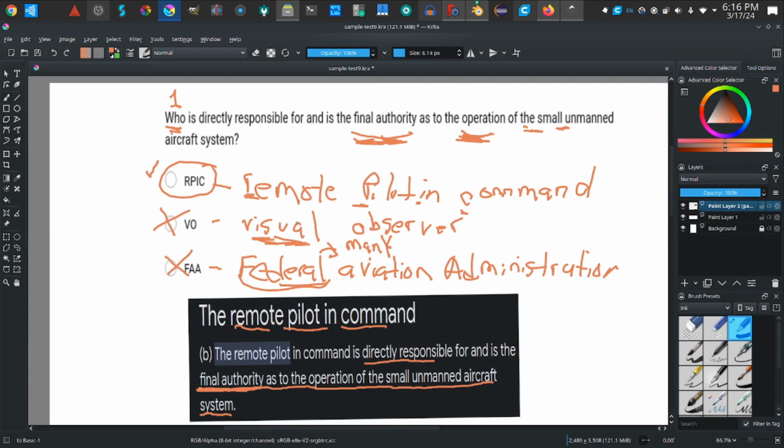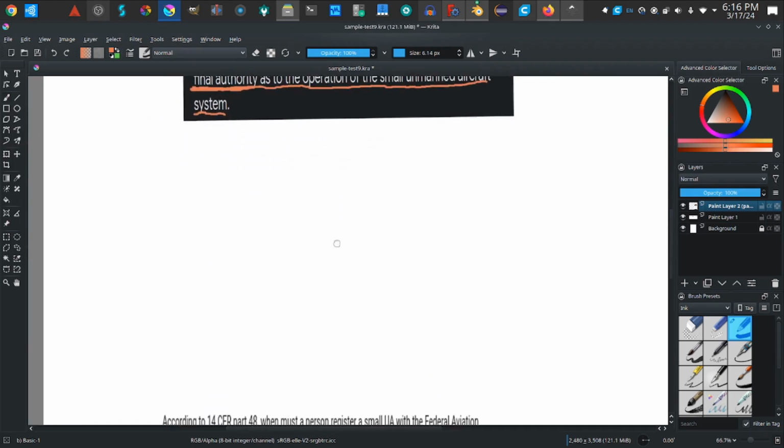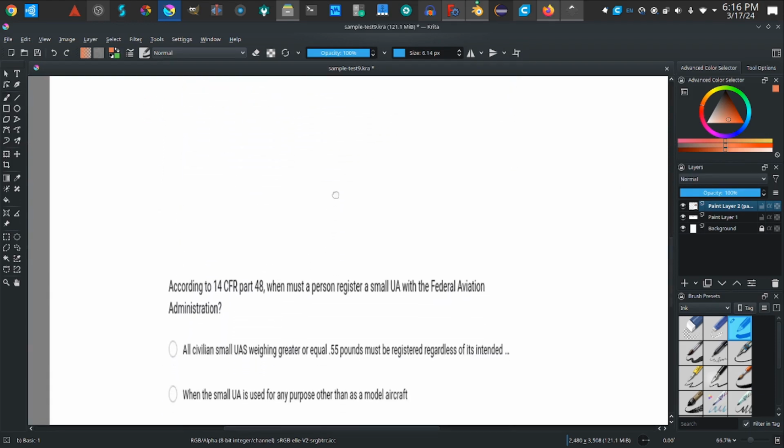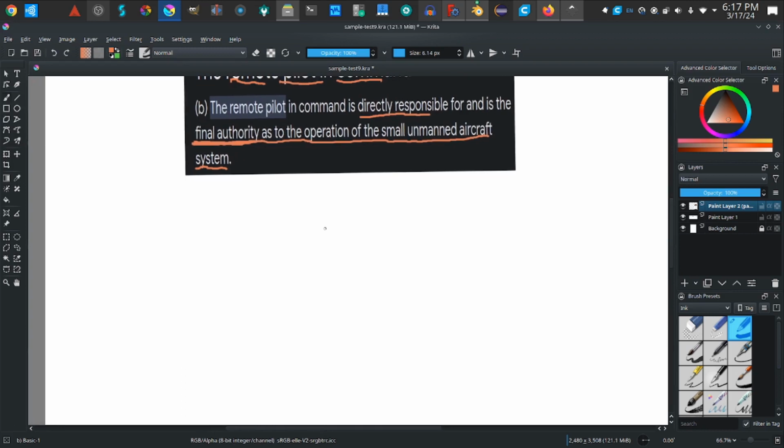I did my research, so it is this. Alright, let's go down to my next statement. Let's see if we can find the next one. Again, I think that's a common sense question too. Common sense. Here we go again. Now, according to 14 CFR Part 48, when must a person register? That's the main word. Register a small unmanned aircraft with the Federal Aviation Administration.